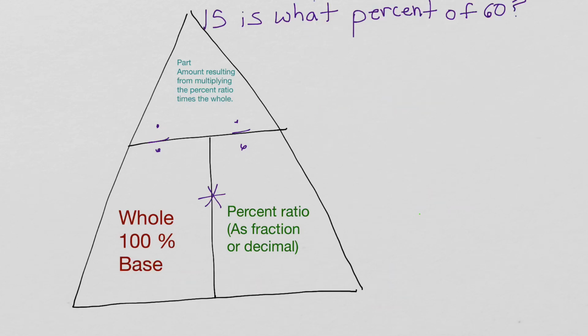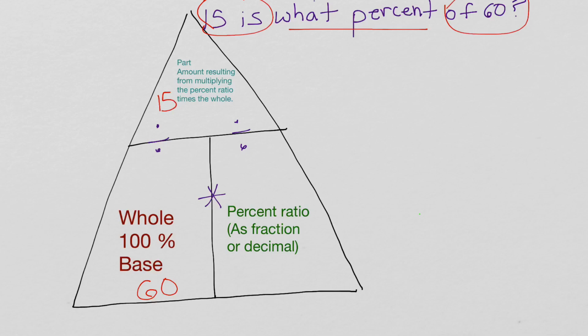Let's use our fact family triangle to solve the next problem. 15 is what percent of 60? So the unknown is the percent. We know that our whole is going to be 60. So 60 is our base, or our 100%. We're looking for what percent 15 is. That means 15 is going to be our part.